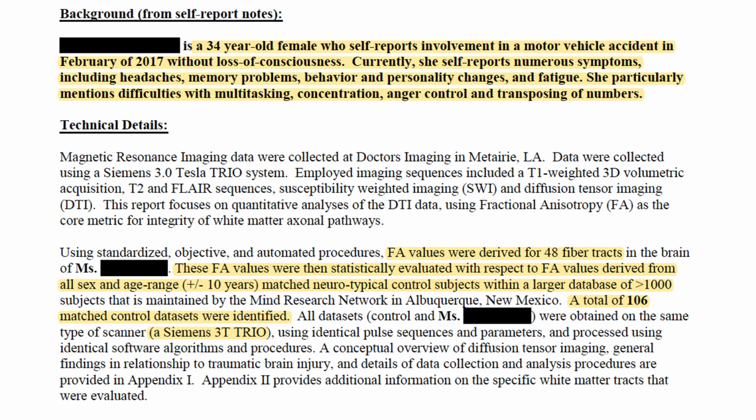We start with a background, and this is a 34-year-old female who self-reports involvement in a motor vehicle accident in February of 2017 without loss of consciousness. And currently, she self-reports numerous symptoms, including headaches, memory problems, behavior and personality changes, and fatigue. She particularly mentions difficulties with multitasking, concentration, anger control, and transposing numbers. So, the other technical details you could see here are not really that important to read, but the FA values we're deriving are from 48 different fiber tracks.